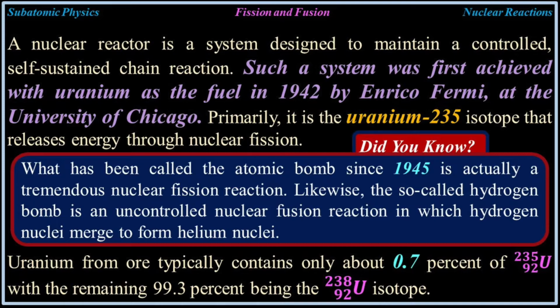What has been called the atomic bomb since 1945 is actually a tremendous nuclear fission reaction. Likewise, the so-called hydrogen bomb is an uncontrolled nuclear fusion reaction in which hydrogen nuclei merge to form helium nuclei. Uranium from ore typically contains about 0.7% uranium-235, with the remaining 99.3% being the uranium-238 isotope.